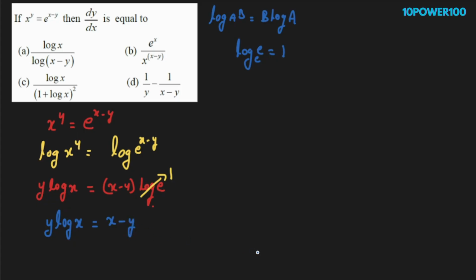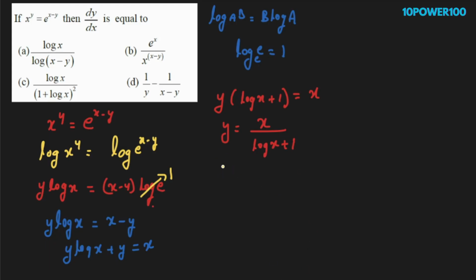Now if we solve this for y, we get y log x plus y is equal to x. If you take y common, we get y of log x plus 1 is equal to x. So y is equal to x divided by log x plus 1. Yeah, so now this is solved for y.